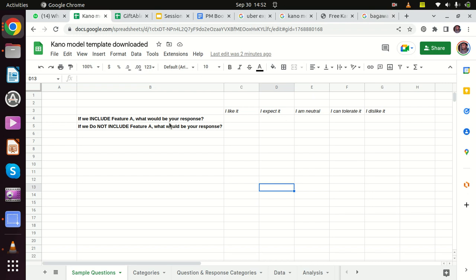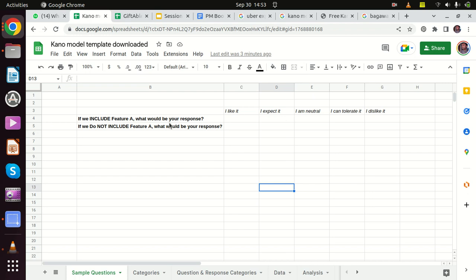The functional manner of asking this question is, if we include feature A, what would be your response? So I'm asking a customer, there is this feature in my smartphone, for example automatic backup onto a cloud system, and I'm going to provide that backup for you. If I include that feature, what would be your response? The customer can say, I like it, or I expect it, or I am neutral about it, you give me, you don't give me, it's fine. I can tolerate it if you give me that feature, or I might even say I dislike it.